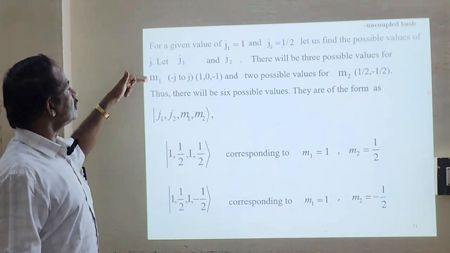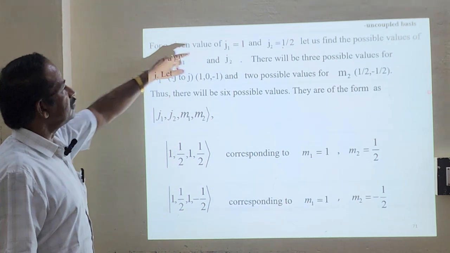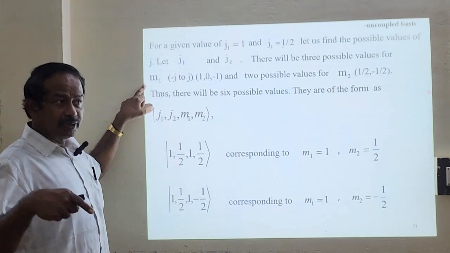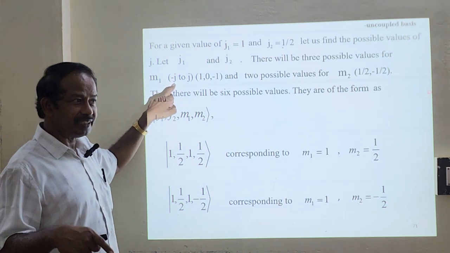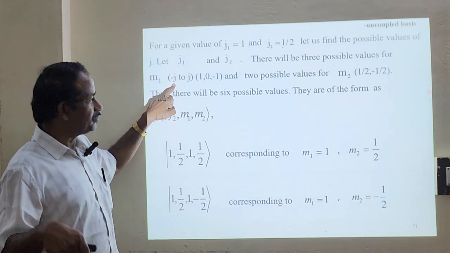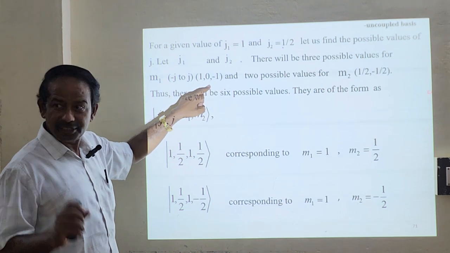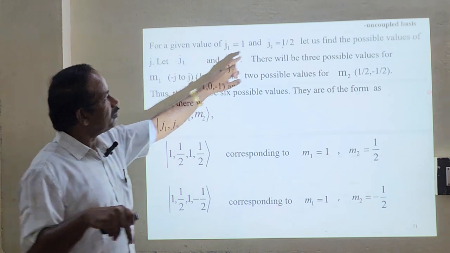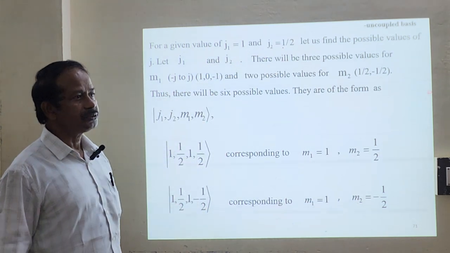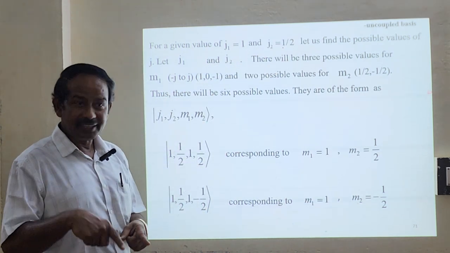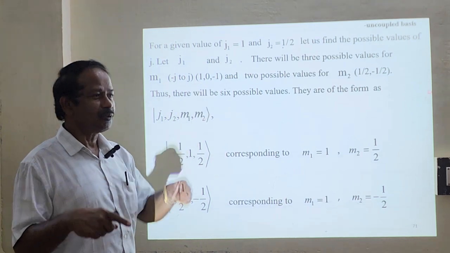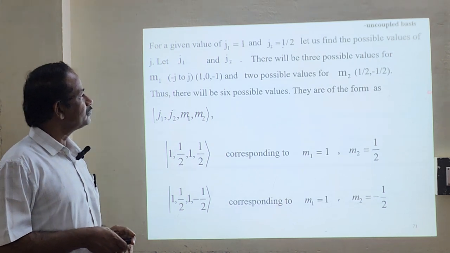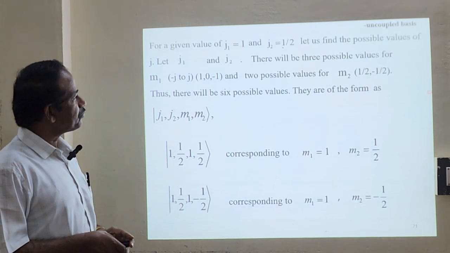So there will be 3 possible values for J1 equal to 1. Your M1 will be minus J1 through plus J1, so this will be 1, 0, minus 1. So 3 possible values for M1. What about J2 equal to 1 by 2? Your M2 will be minus J2 through plus J2, so this will be 1 by 2, minus 1 by 2. Is it okay?